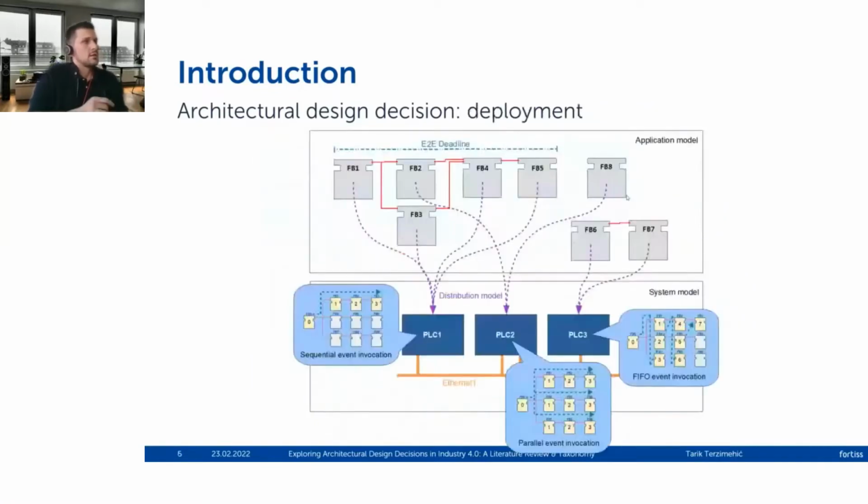And then deployment, which is clear. As in other domains, we have software components, which are usually function blocks in this domain. The question is how to deploy them, how to distribute them to the controllers, the PLCs in this domain. There we consider different constraints and different optimization criteria. Execution semantics is also very important here. Then we decide where each function block should be deployed. So this is the third decision.